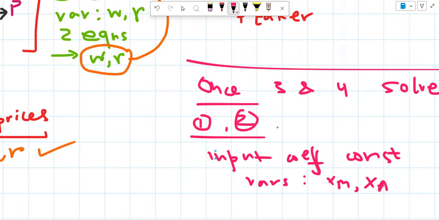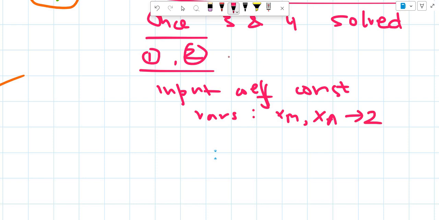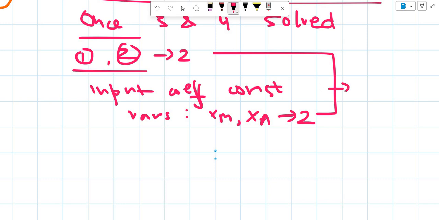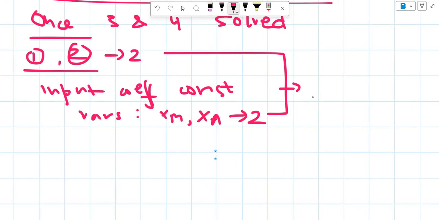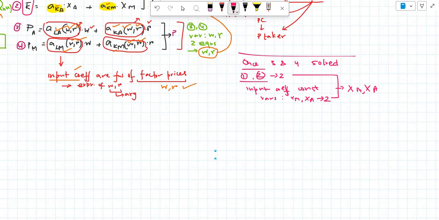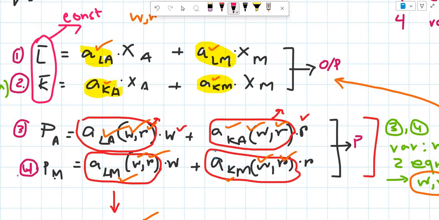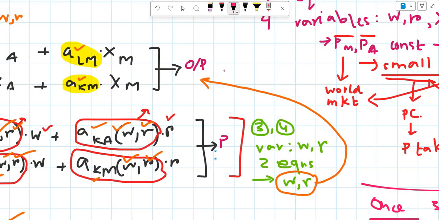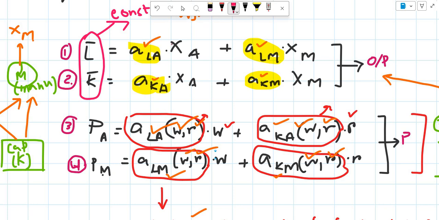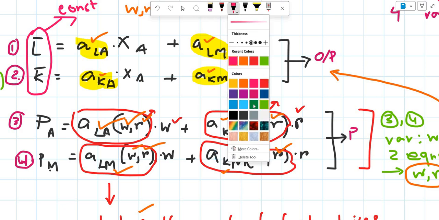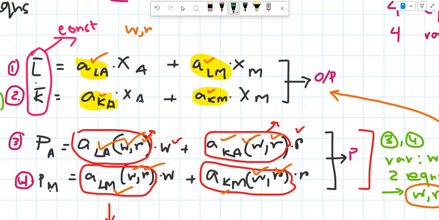So what do we have? We have two variables and two equations. Standard algebra. We can solve the two equations, and we'll get XM and XA. So that is how you solve the four equations. You don't start with whatever equation you have. You look at all four equations and see that you have to solve the third and fourth equations first, use the two values you get and plug them into 1 and 2, and then solve for XA and XM.